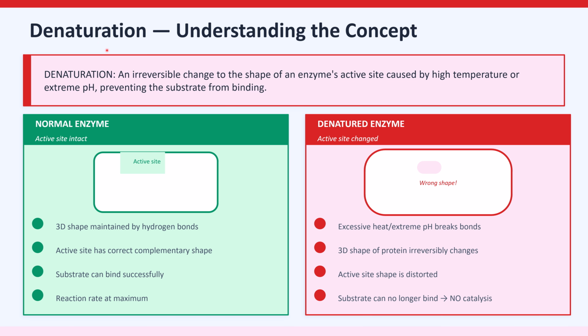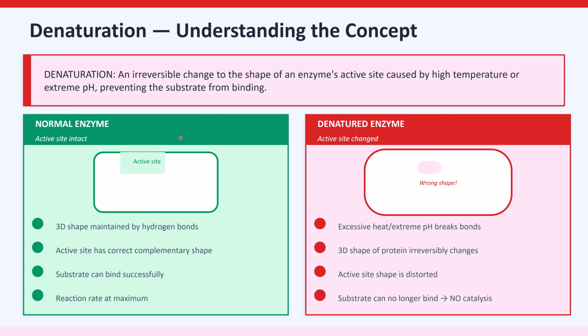Now let's understand the concept of denaturation. Denaturation is an irreversible change to the shape of an enzyme's active site caused by high temperature or extreme pH, preventing the substrate from binding. So the cause of denaturation is high temperature or extreme pH. The effect is that the active site changes shape, preventing the substrate from binding.